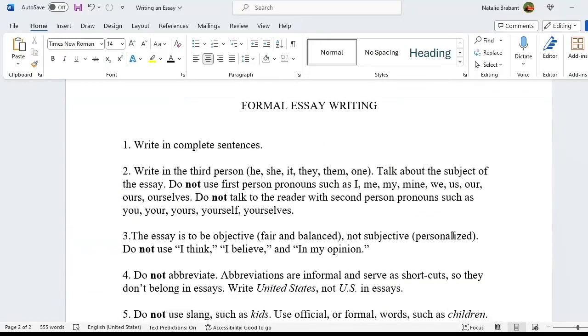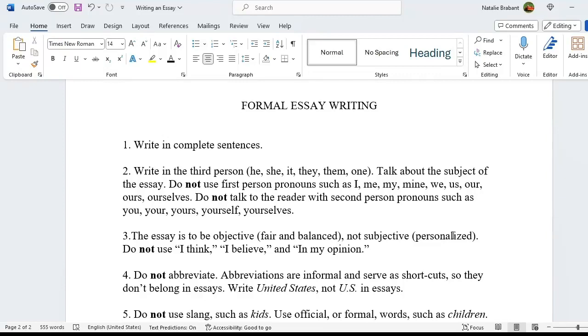Now, formal essay writing, do's and don'ts. Write complete sentences. This means each must have a subject and a verb. You do not need to write every sentence in the same structure. You can start with prepositions or clauses. Write in the third person: he, she, it, they, them, or one. Talk about the subject of the essay.